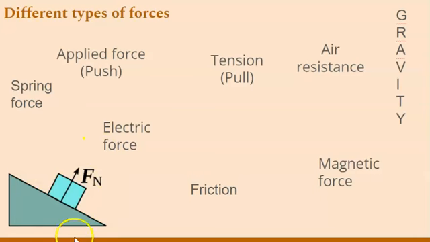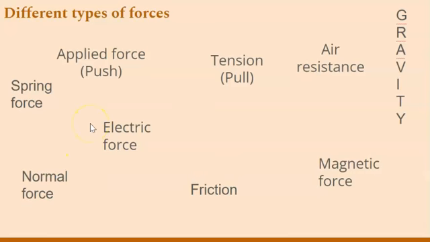And this diagram represents the normal force. We label it Fn, and it's the force of a surface acting on an object. So these are a bunch of different types of forces that we're going to be talking about.